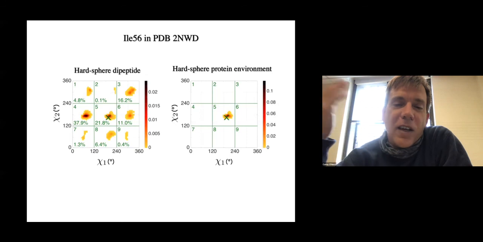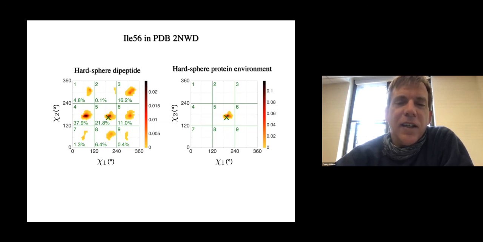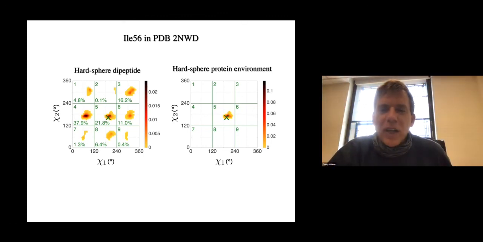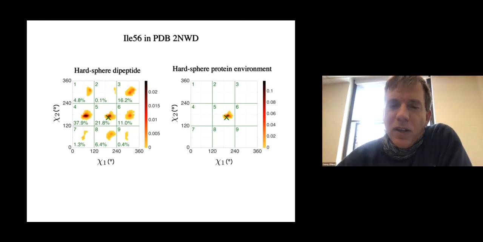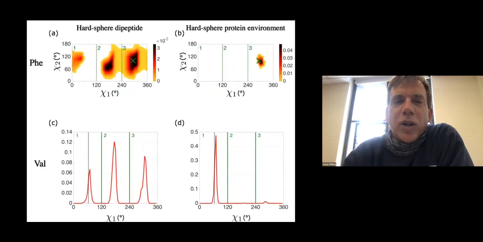And it suggests that since it worked for that particular isoleucine 56 in 2NWD, well, why wouldn't it work for other residues? And if it does work for other residues, then you can exactly recapitulate the observed side chain dihedral angle distribution, because that's how the experimental distribution is constructed. So this works for other residues as well.